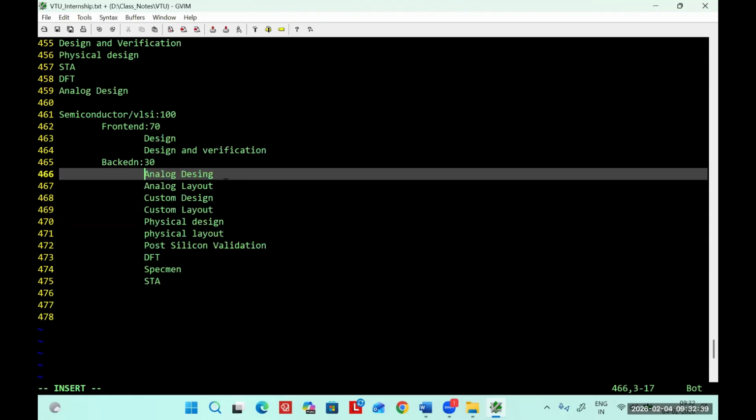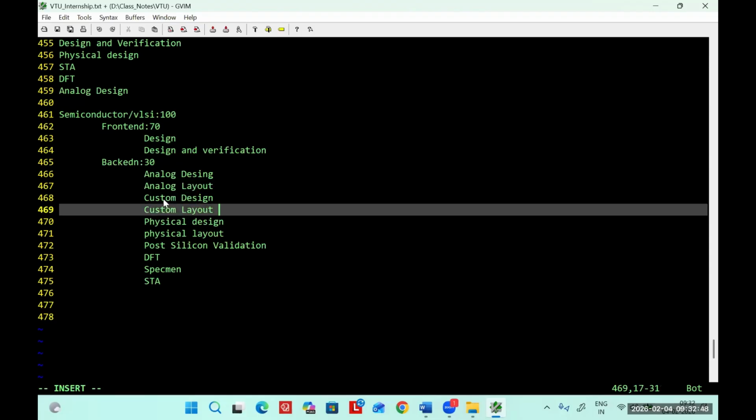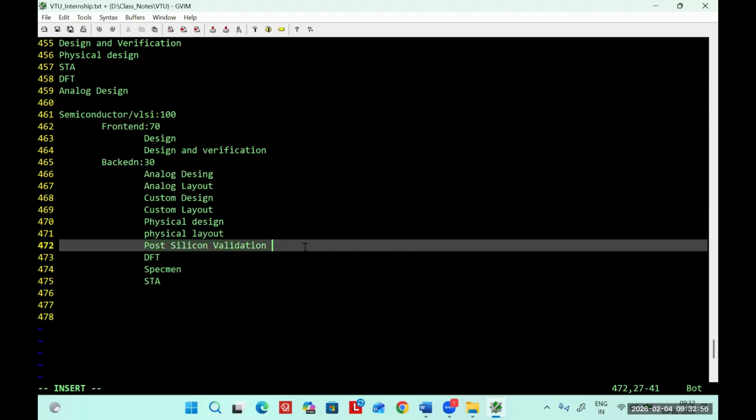I have already clarified what design, verification, and analog design are. Layout I have also explained. Custom design is similar to analog design. Then physical design and so on. Now one more word: PSP, or post silicon validation. What is PSP or post silicon validation? And Specman.